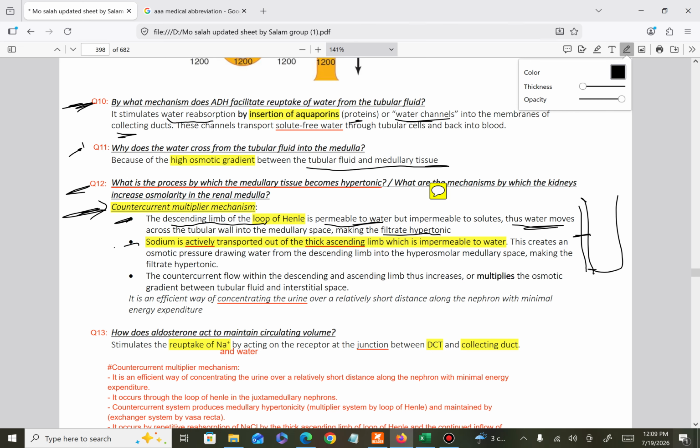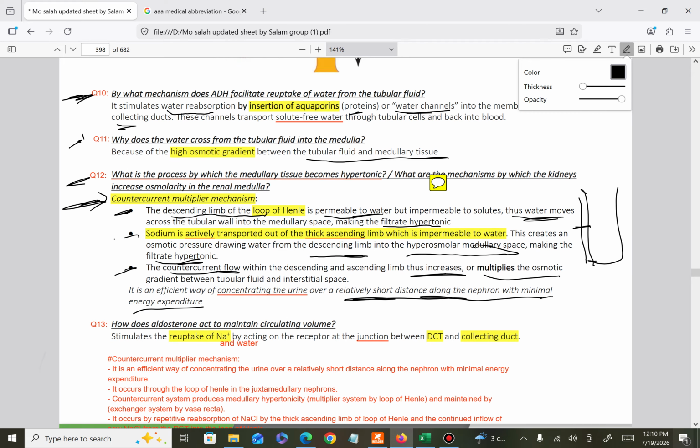Then sodium is actively transported out of the thick ascending limb, which is impermeable to water, thus creating an osmotic pressure, drawing water from the descending limb into the hyperosmolar medullary space and making the filtrate hypertonic. The counter current flow within the descending and ascending limb thus increases or multiplies the osmotic gradient between tubular fluid and interstitial space. It is an efficient way of concentrating the urine over a relatively short distance along the nephron with minimal energy expenditure.